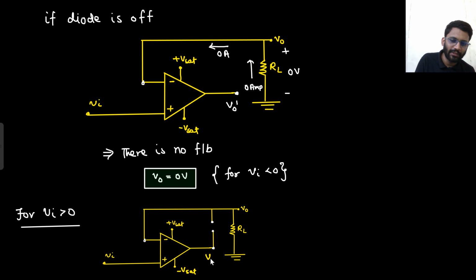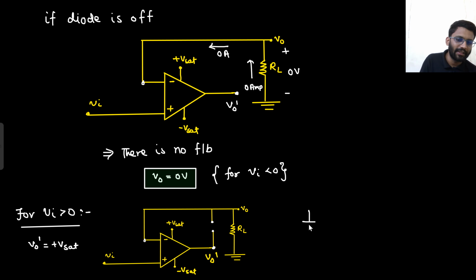For Vin greater than 0, this was your V0', right? So what is your V0' for Vin greater than 0? For Vin greater than 0, your V0' will be plus Vset. Say yes or no. This node will be plus Vset. So what is the scene now?